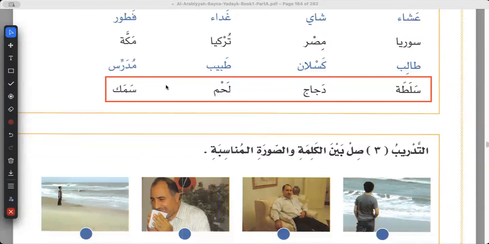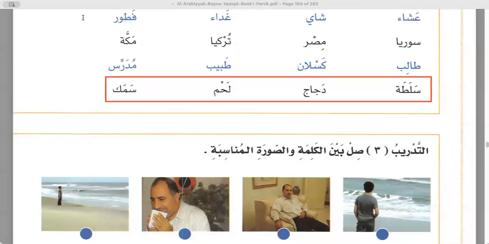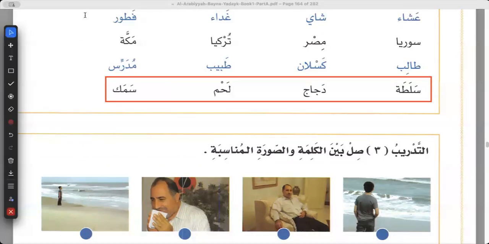Now let's move to the last one on the list. Muhammad Mustafa, if you are there, the last one. You have salata, you have dajaj, you have lahm, you have samak.